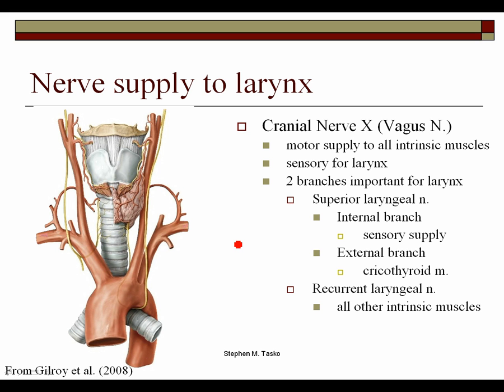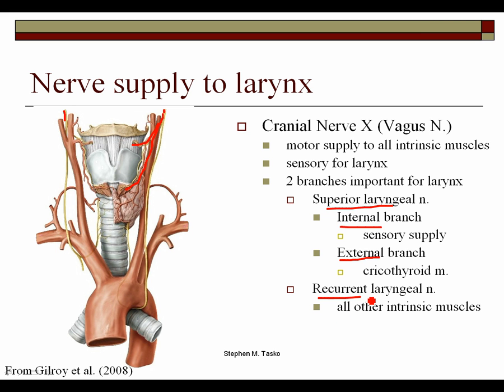It has two branches that are important. The superior laryngeal nerve, right here, which branches off fairly high. This is the vagus nerve here, and this is the vagus nerve on the right side. And we get a branch that comes off here, and that then further branches into an external branch which goes down and actually innervates a muscle called the cricothyroid muscle, which we're going to learn about. And then it has a branch that goes in and provides internal sensory innervation for all of the region just above the vocal folds. So that's the superior laryngeal branch, which has an internal and external branch.